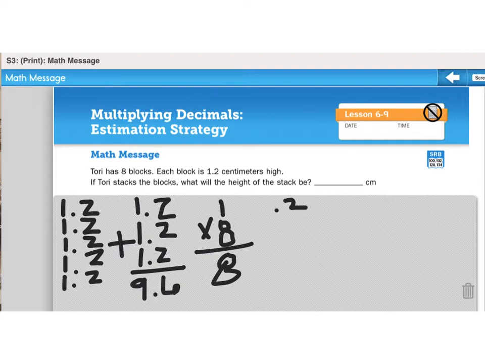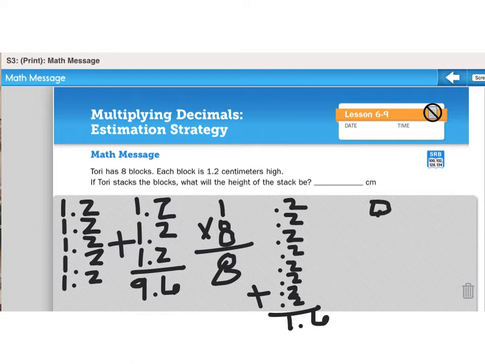So 0.2, 0.2, 0.2, 5, 6, 7, 8. And that would give you 1.6. Then you can add these two numbers together, 8 plus 1.6, to get a total of 9.6.